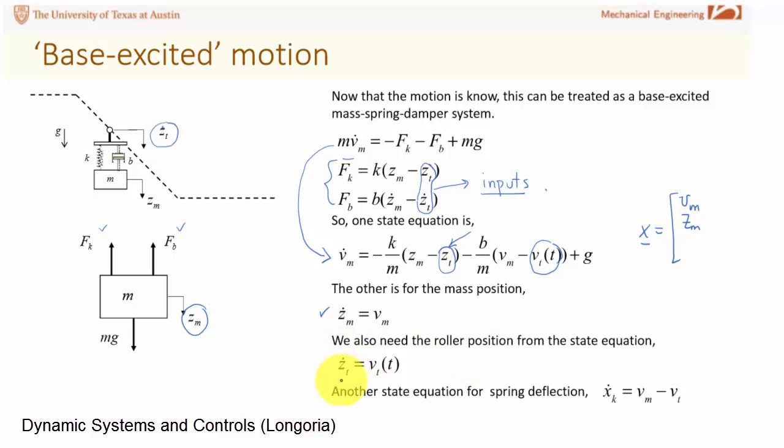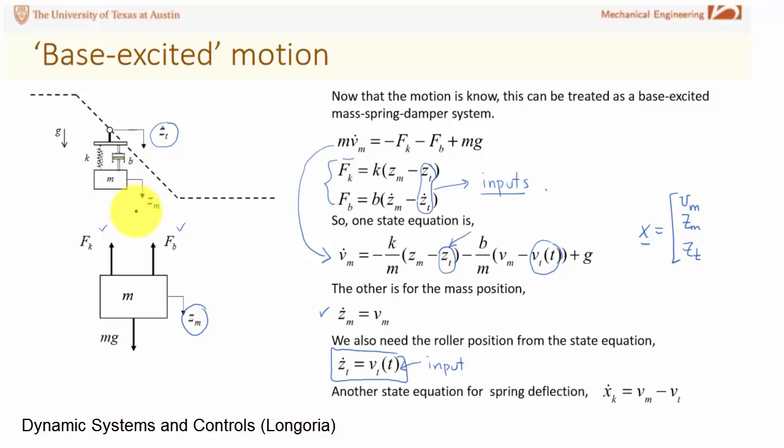Since we have z dot t, remember, the right hand side here is what we solve for analytically. We can define another state, z sub t, and solve for it. We can put it right in there since we know v of t as an input. So we're going to be able to find the position of the rail and use that as an input.